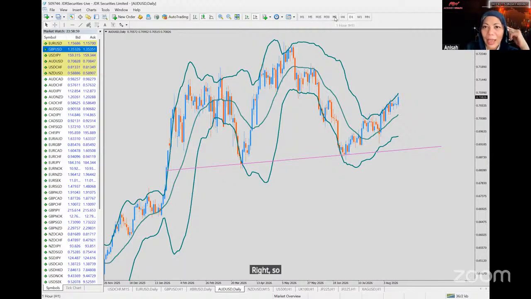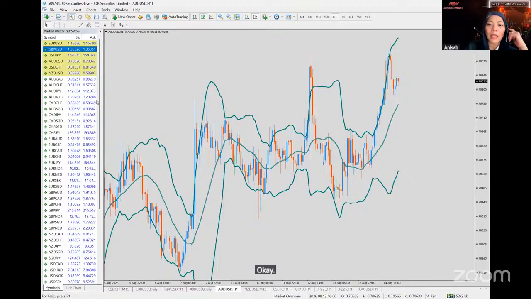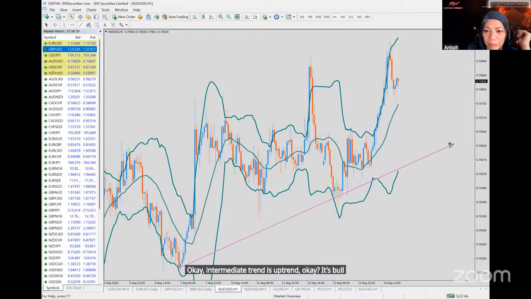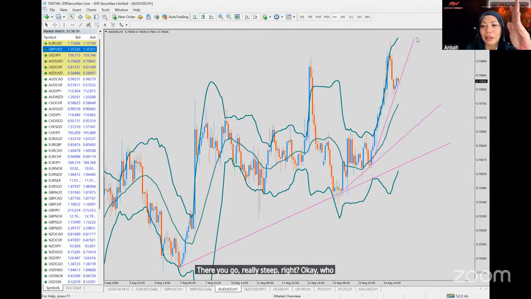Right, so let's look at the intermediate trend. The intermediate trend is an uptrend, it's bullish currently with a really steep trend line. There you go, really steep, right? Who knows what degree a healthy trend line is best considered at? At what degrees? Who knows?